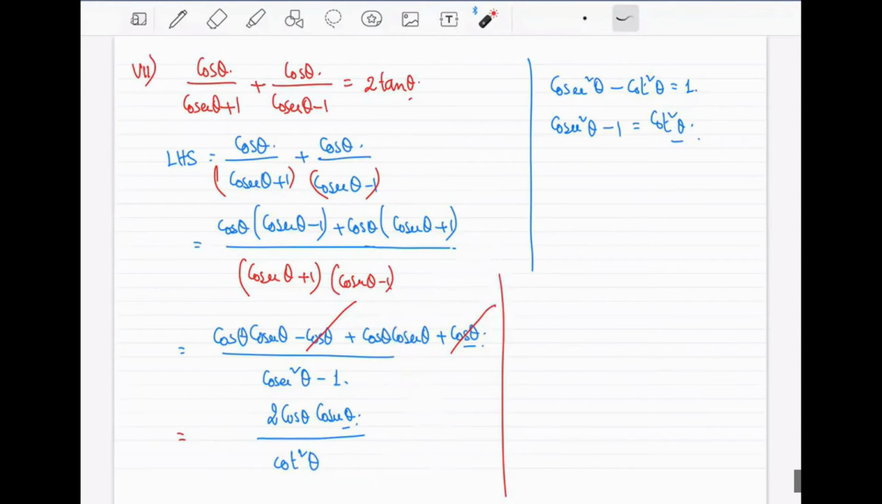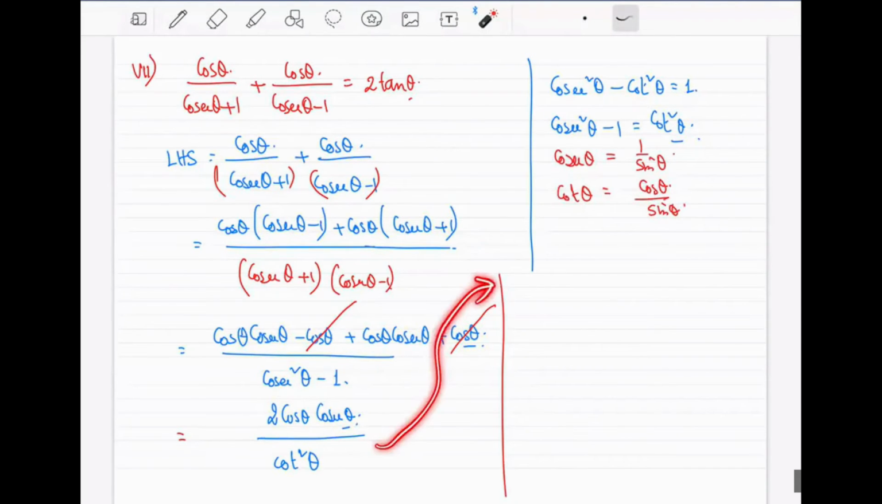All right. Now, time to change the cosec theta and cot theta. What is the cosec theta formula? Cosec theta is 1 by sine theta. What about cot theta? Cot theta is cos theta by sine theta. We will replace the cosec theta with 1 by sine, cot theta with cos theta by sine.